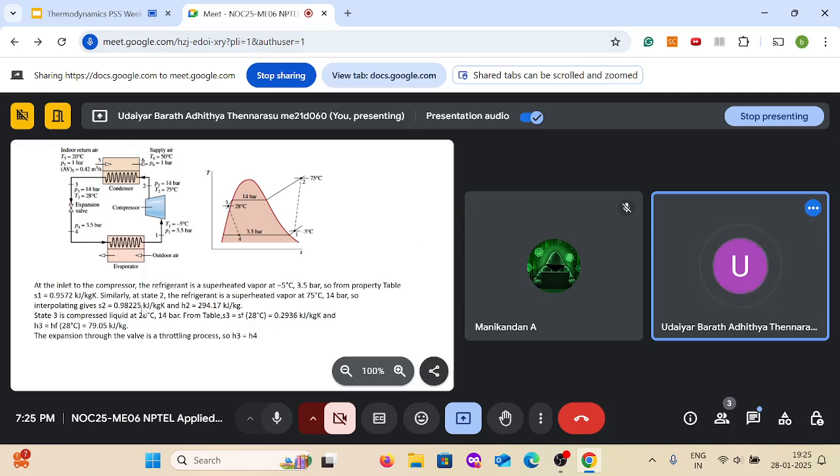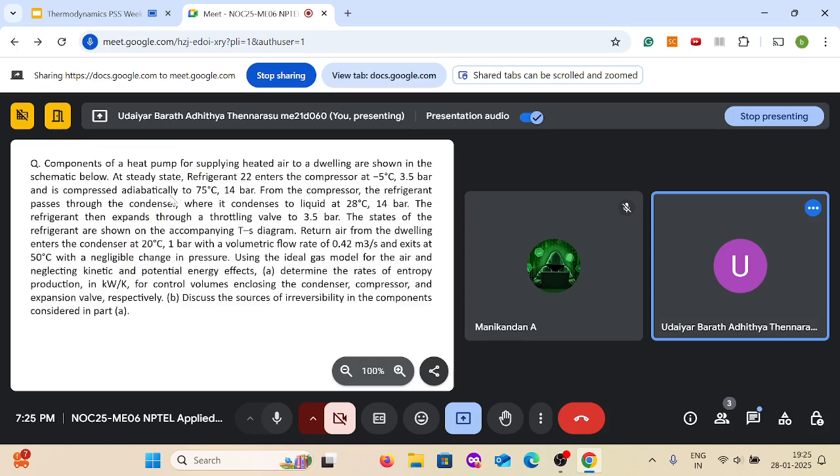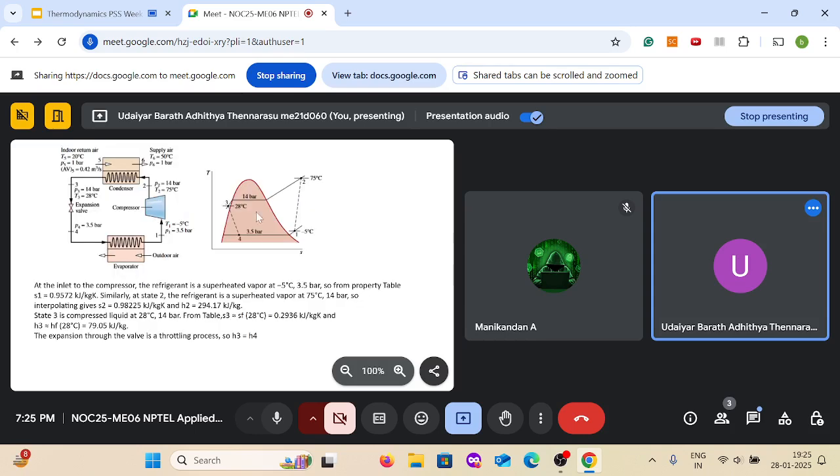So this is how the process looks in this diagram. Initially you are at state 1, which is -5 degrees Celsius and 3.5 bar. You are compressing it adiabatically. So this is the adiabatic process, and the entropy stays the same for an ideal case. But it's not reversible, since it's compressed adiabatically.